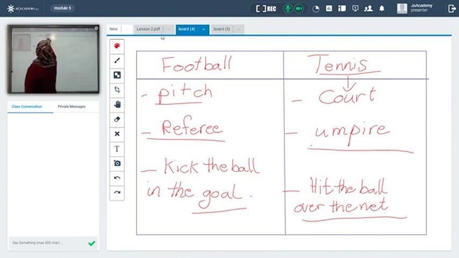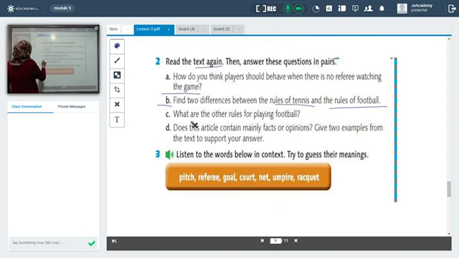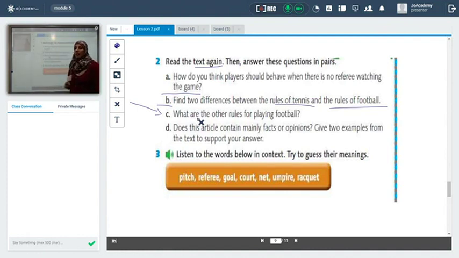Now, let's go back to C. What are other rules for playing football? Are there any other rules? Let me ask you a question. Can you touch the football with your hand if you are not the goalkeeper? Of course you can't. How many players are there in football? Very good. There are 11 players. So these are rules.